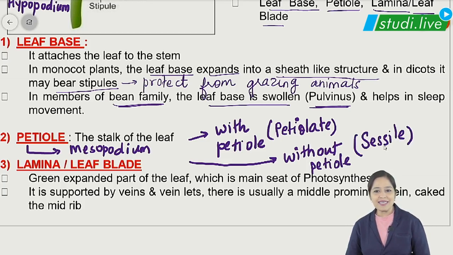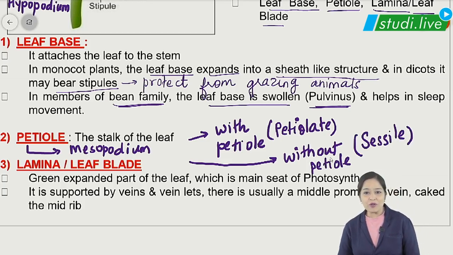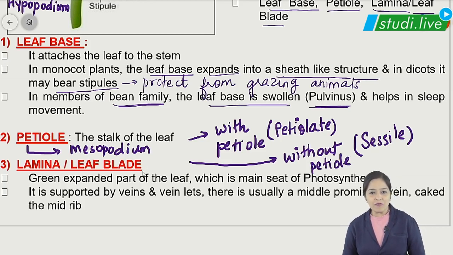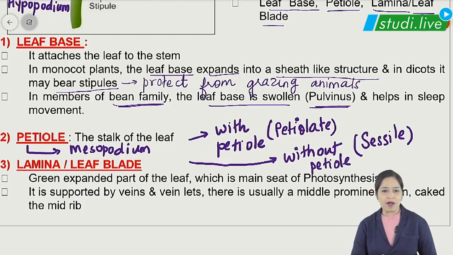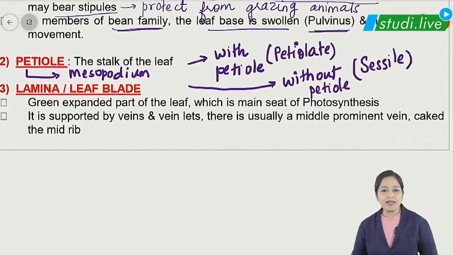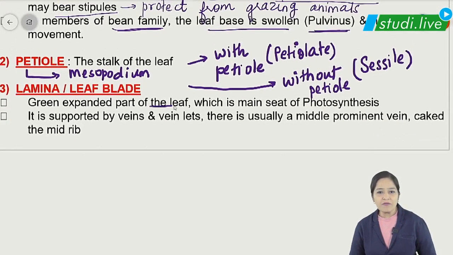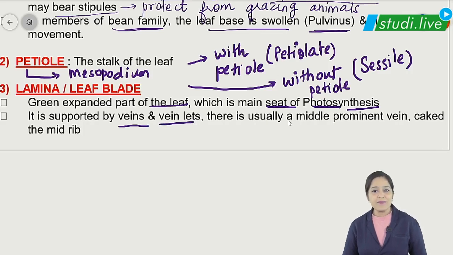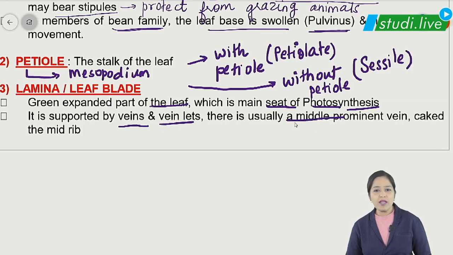What is the function of the petiole? The petiole exposes the lamina so that it can get sunlight. The lamina, or leaf blade, is the third and last part. It is the green expanded structure of the leaf. It is the largest region, which is the main site for photosynthesis. It is supported by veins and veinlets, and there is usually a prominent middle vein, which is known as the midrib.